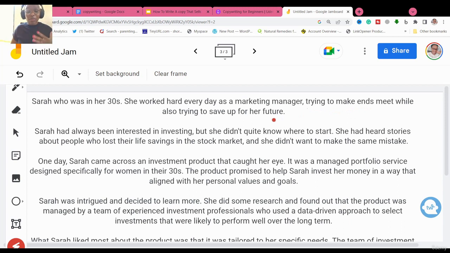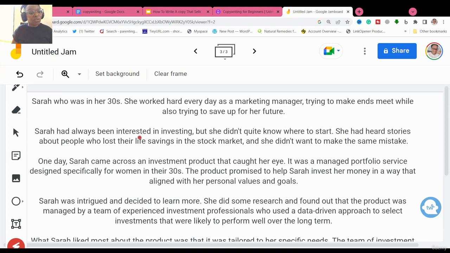Whenever you come across this, the story has to resonate with your avatar or with your target audience. So remember, our target audience was a woman in her 30s who is probably employed, but she wants to increase her income. Make sure that your story is relatable to me. And she's trying to make ends meet while also trying to save up for her future. Yes, remember, our product actually is helping me to save up for my future.